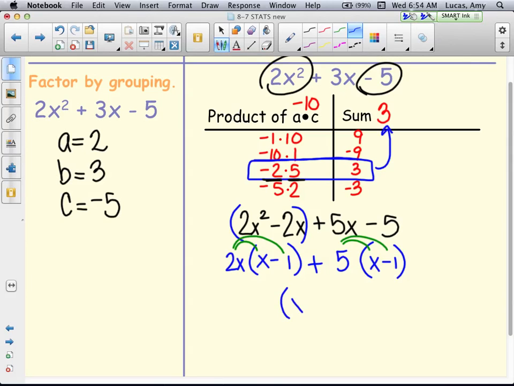So my first binomial, keep my x minus 1, and my second one I factored out, 2x plus 5, so 2x plus 5, just like that.